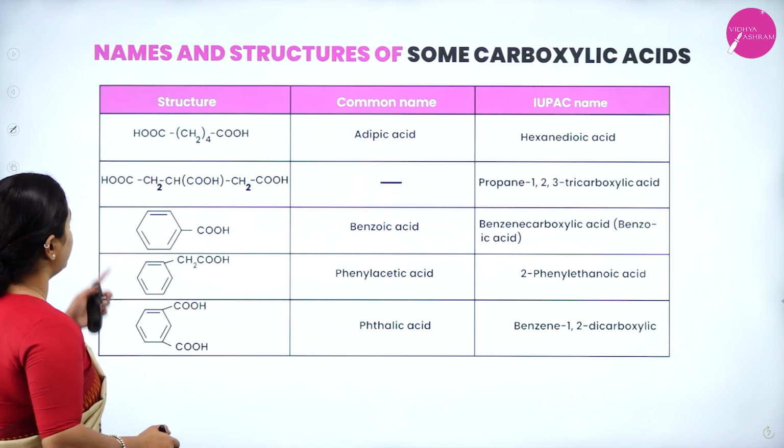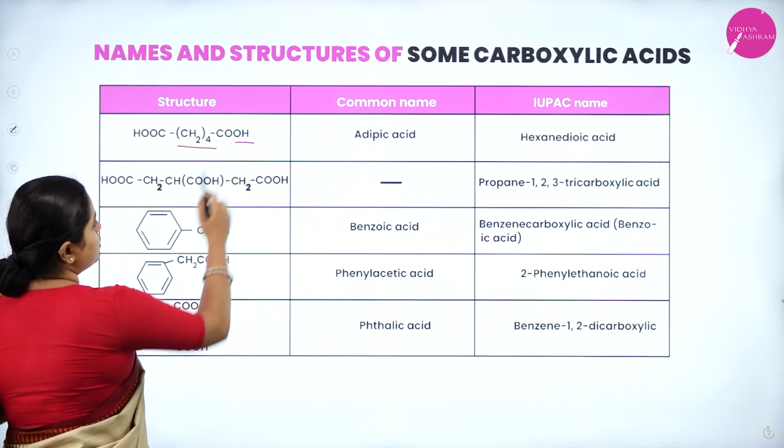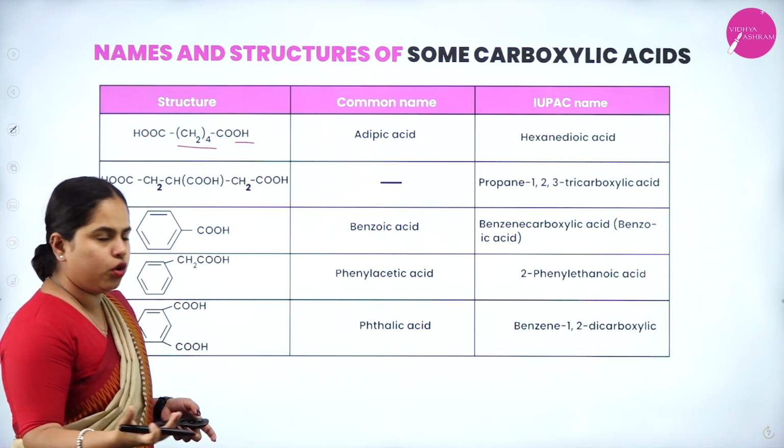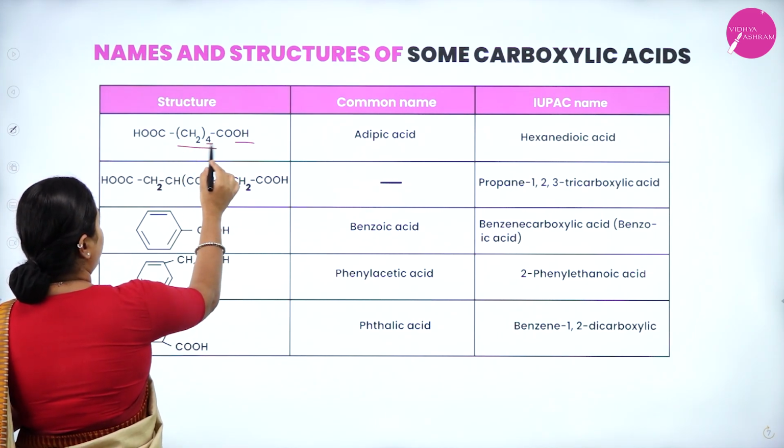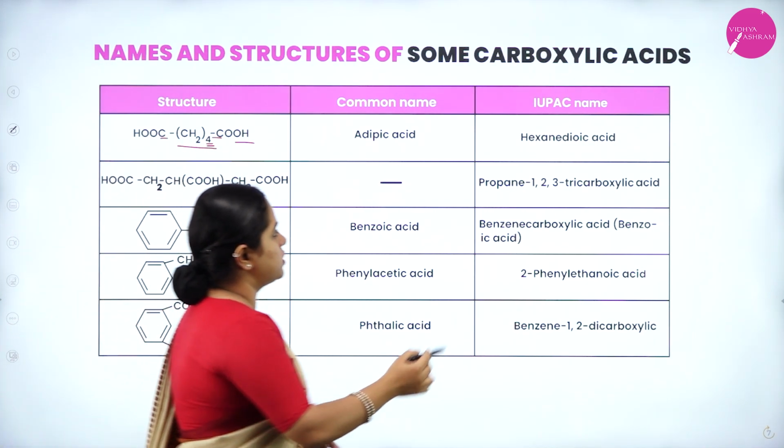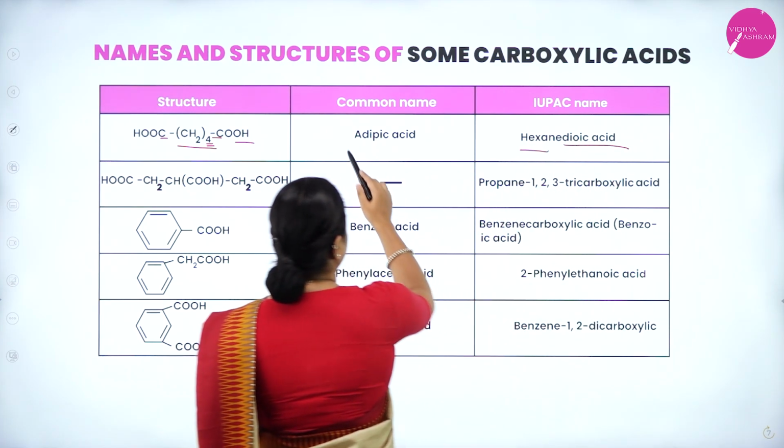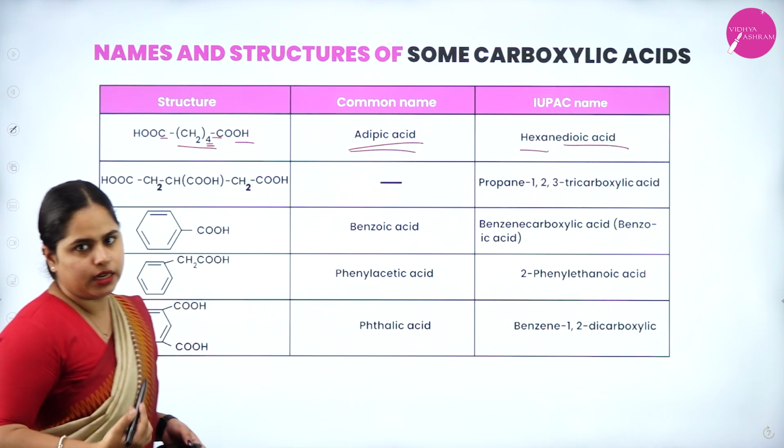Moving on to the next one, COOH, CH2 4 times, COOH. This is also dioic acid itself. So in total you have 4, 5, 6 carbon atoms. So this is hexane dioic acid, which is called adipic acid in the common name.